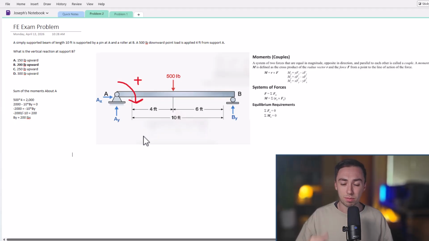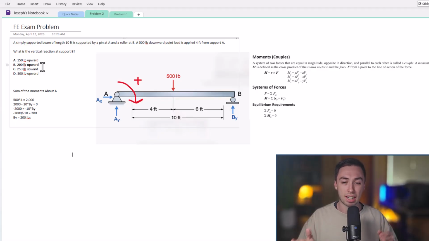And when you find and put in the final answer, 200 pounds upwards, we got B sub Y equals plus 200 pounds. We assumed up was the positive direction. So they might put on the test upwards, downwards, upwards, downwards. Just make sure your signage is consistent with that. So that is how to solve this pin and roller static beam problem.